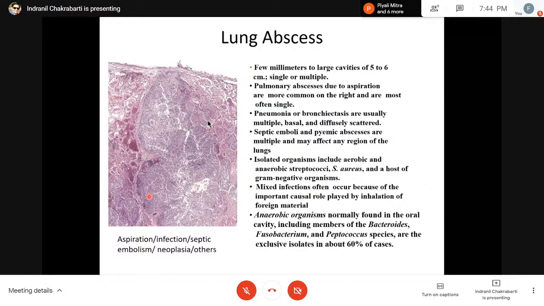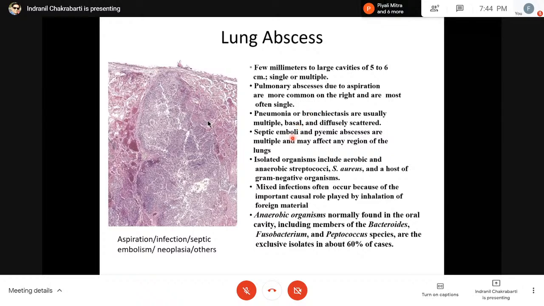Lung abscess. Lung abscess can develop following an aspiration, that is aspiration pneumonia, following an infection, septic embolism, neoplasia, or some other conditions. What happens is there is extensive destruction and this whole cavity is filled up by pus cells. Pulmonary abscesses are more common on the right side when due to aspiration, because the right-side bronchus is more straight than the left-side bronchus. In pneumonia or bronchiectasis, the lung abscesses are usually multiple, basal and diffusely scattered.